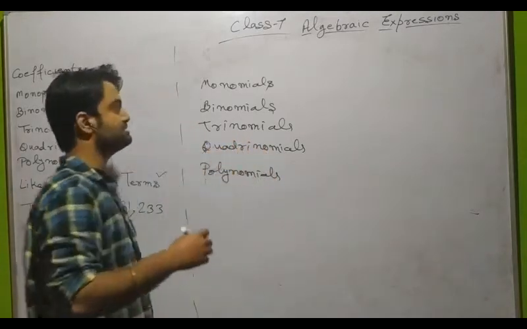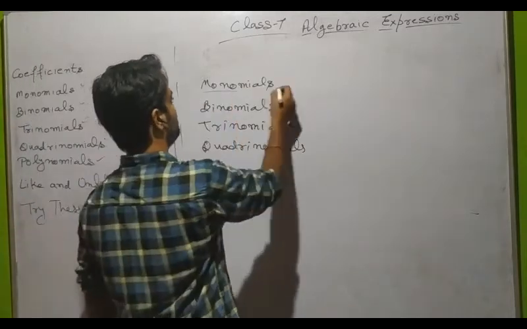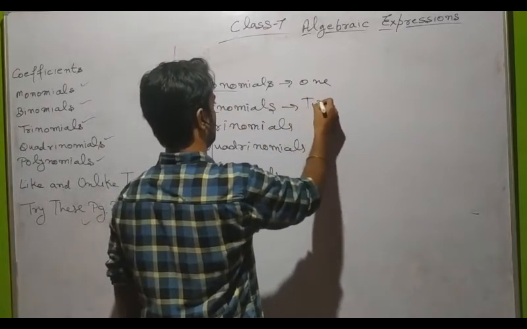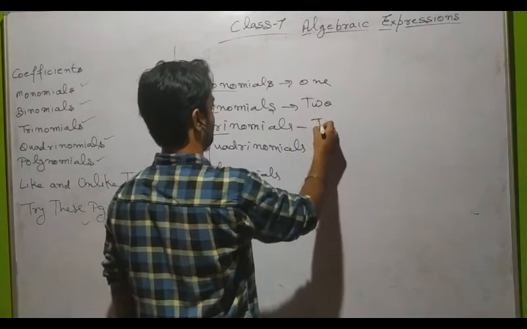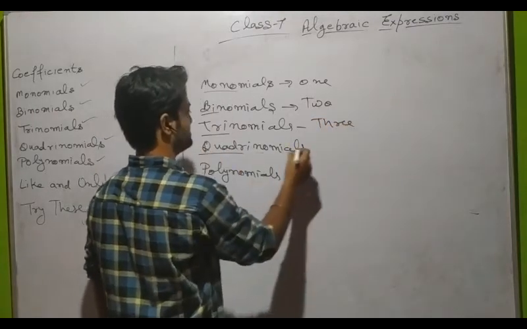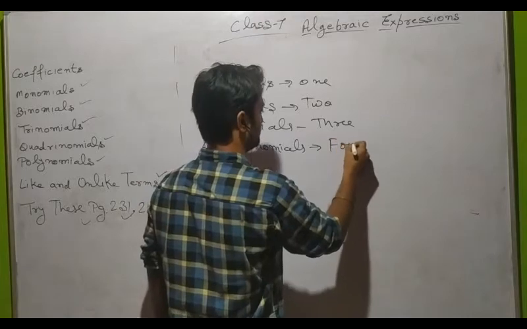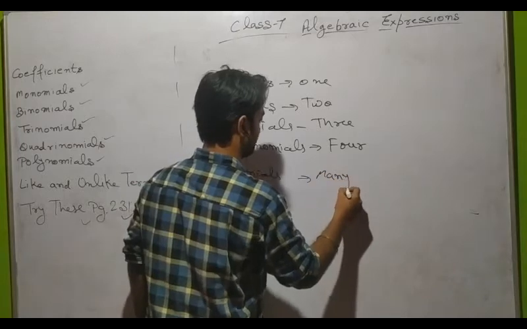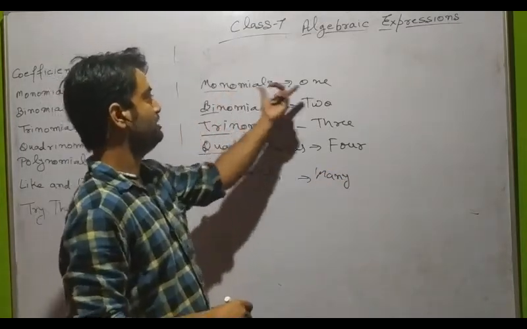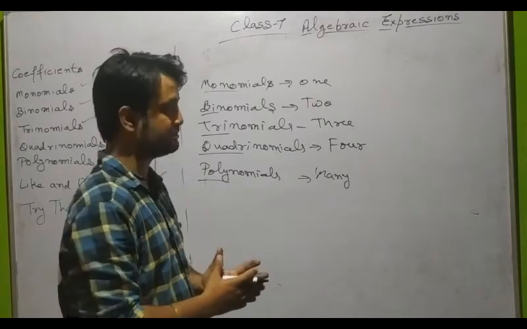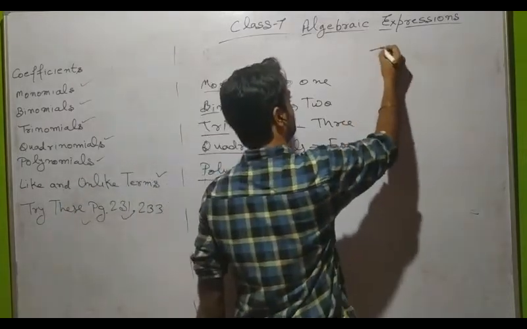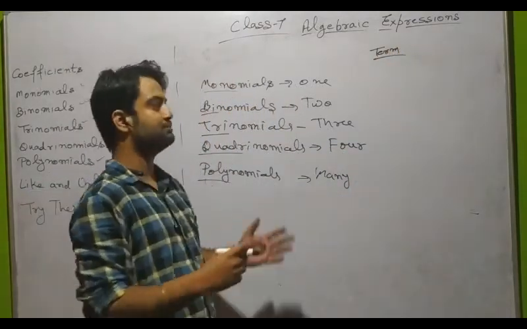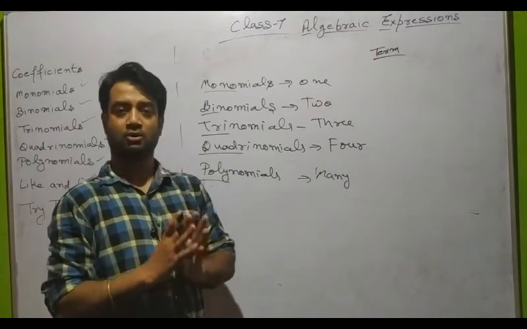Okay, so first understand the meaning of this. Mono means what? One. In the same way, bi means two, tri means three, quad means four, poly means many. So mono means one. Any algebraic expression which has one term is called a monomial. If any algebraic expression has one term only, it is called a monomial.